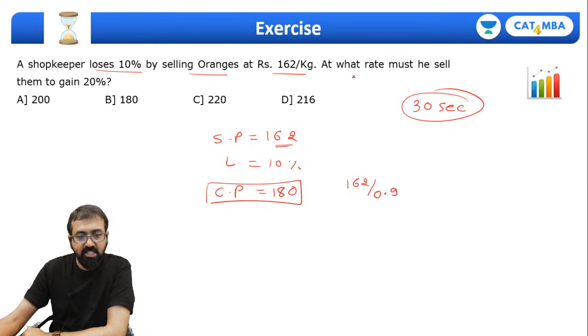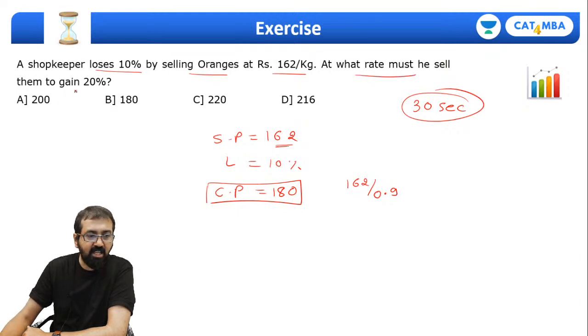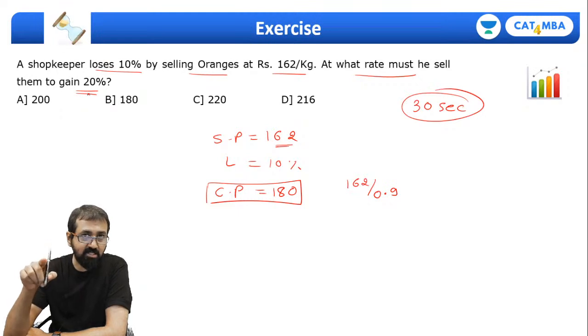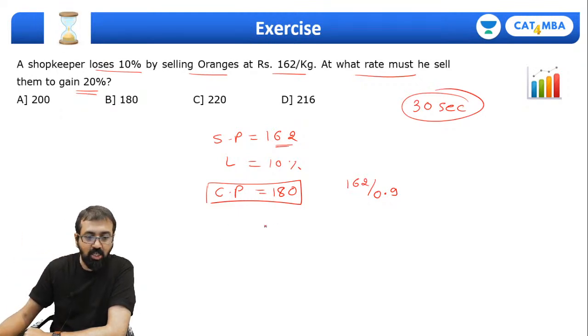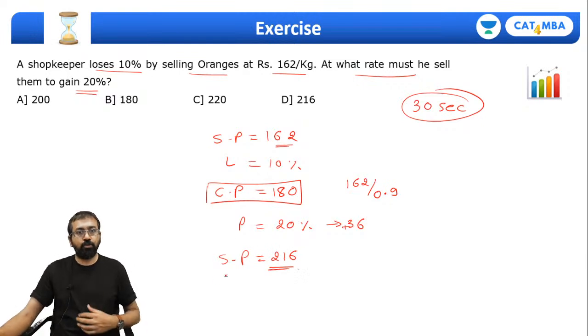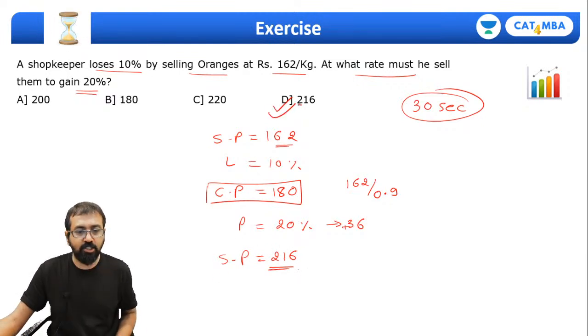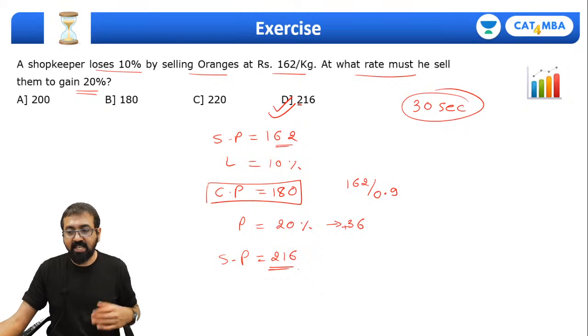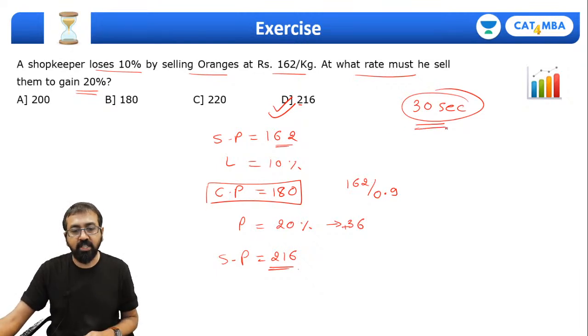Okay, now the question is, at what rate must he sell in order to gain 20%? If he wishes to get a 20% profit, at what price should he sell? So just add 20% profit to this. 20% of 180 is 36. So add 36 to that and your selling price will come out to be 216. Correct. So few of you got it right. It's option D, 216. Guys, as I mentioned, you should not have taken more than 30 seconds. You need to be pretty fast.